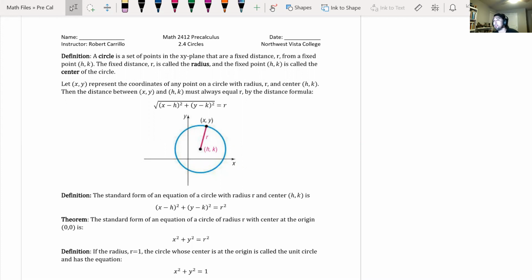A circle is a set of points in the XY plane that are a fixed distance r from a fixed point (h, k). The fixed distance r is called the radius, and the fixed point (h, k) is called the center of the circle. Let (x, y) represent the coordinates of any point on a circle with radius r and center (h, k). Then the distance between (x, y) and (h, k) must always equal the radius r. And we do this by the distance formula. So the square root of (x minus h) squared plus (y minus k) squared equals r.